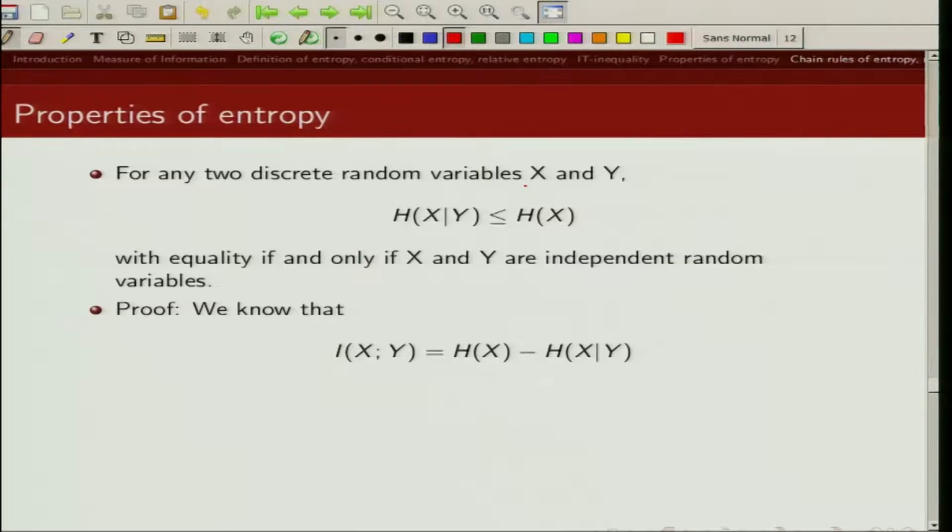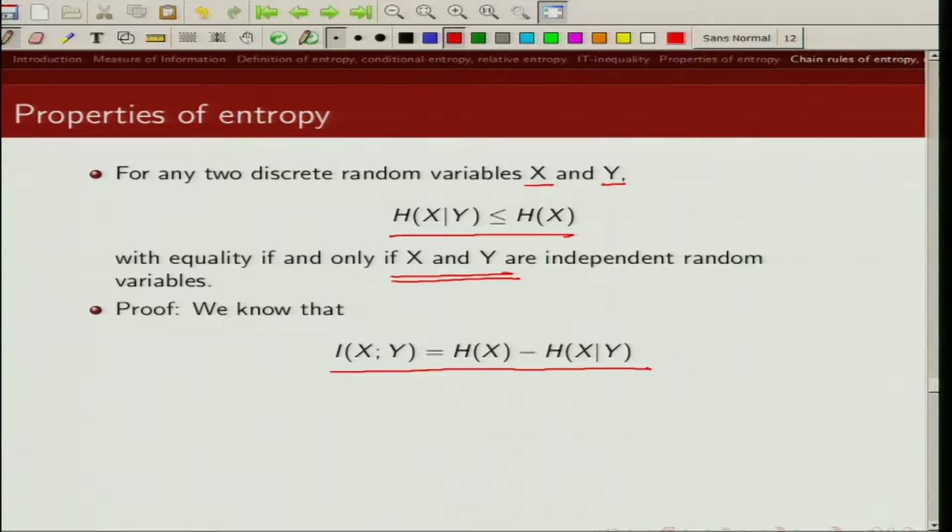If you have two discrete random variables x and y, then conditioning cannot increase entropy. So entropy of x given y is always less than or equal to entropy of x, and this equality happens only if x and y are independent. In that case, y does not provide any information or reduction in uncertainty of x. So how do we prove this result? There are a number of ways you can prove it.